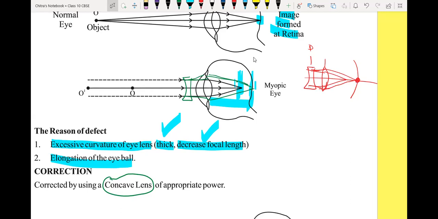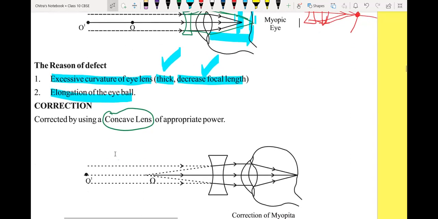So we use the concave lens to diverge the light. The light rays coming from the object towards the eye are diverged first, and then the eye lens converges them at the focus, at the retina. Yes, understood. So we can correct myopia by using a suitable power of concave lens.